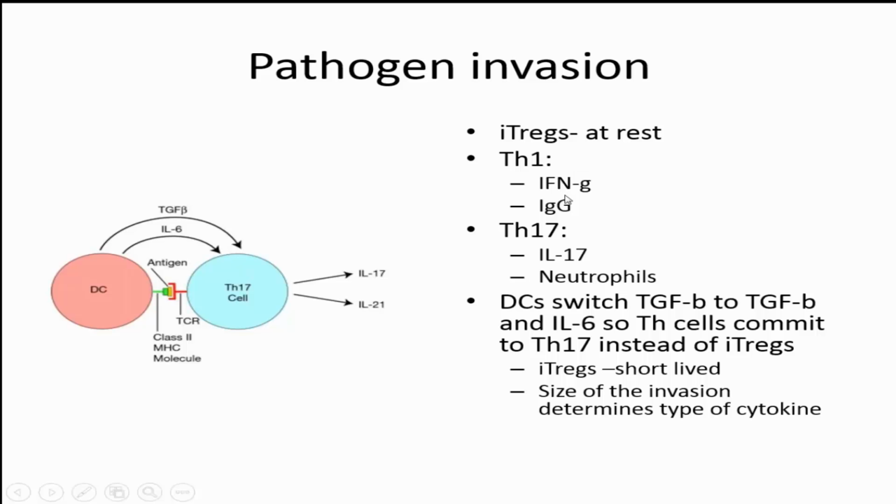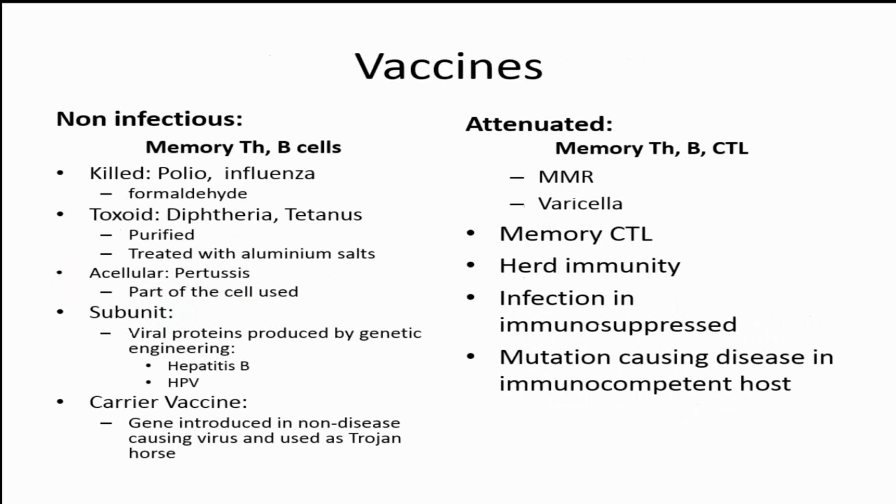However, if there is a milder infection, then along with TGF-beta, in specific kinds of infection, there will be IL-6 that's released. And in the presence of IL-6 along with TGF-beta, the TH cells are going to produce more TH17 and IL-17 type of response and get more neutrophils. So those would produce IL-17 and IL-21 and give the neutrophilic response. Also, dendritic cells switch from TGF-beta to TGF-beta and IL-6, whereas the iTregs are produced depending on the size of the invasion. So depending on whether TGF-beta or IL-6 is more, the TH cells are going to change to the subset according to the size of the infection.